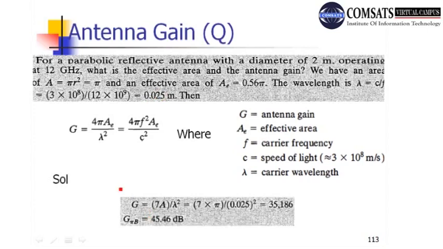Then we can calculate the gain. We know the value of pi, so you can see 4 pi AE over lambda square. We are using this formula, and the gain becomes 45.46 dB.